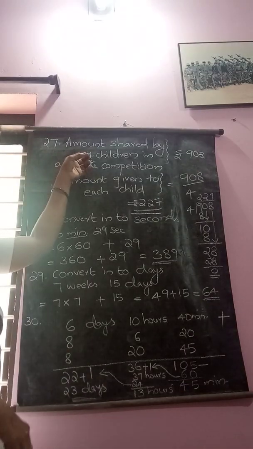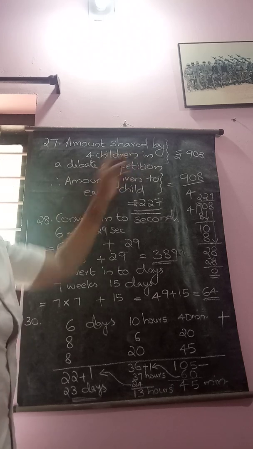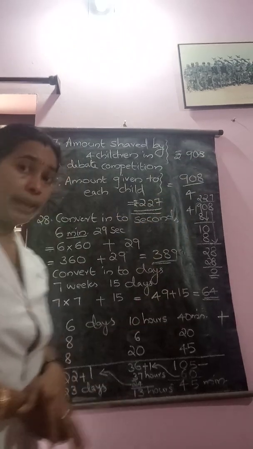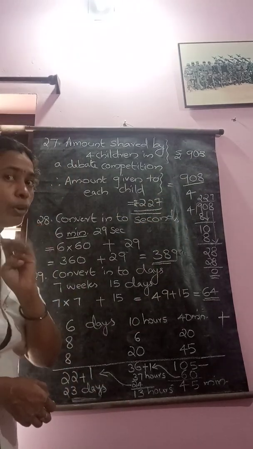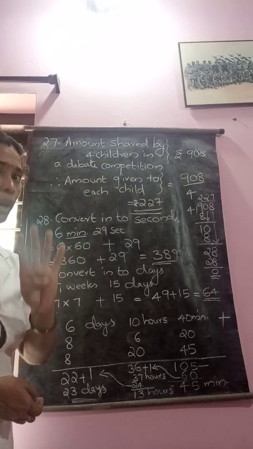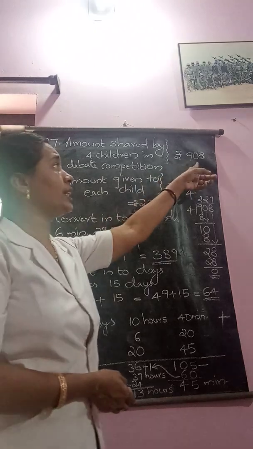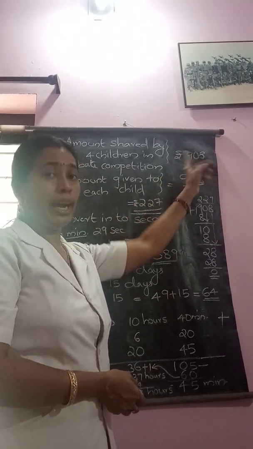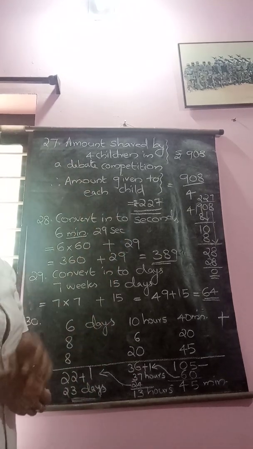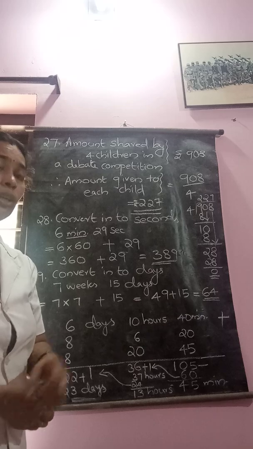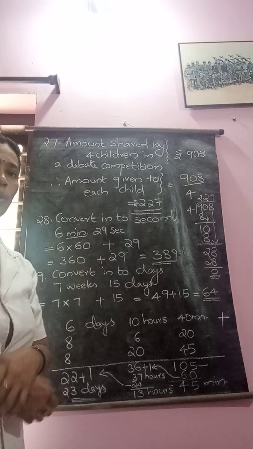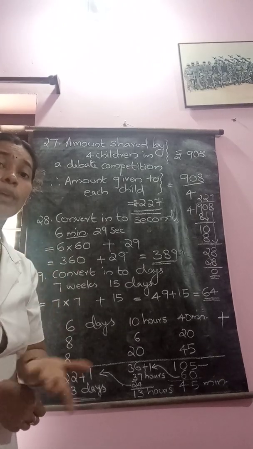Continuation. Amount shared by 4 children is given as rupees 908. For a debate competition, there are 4 winners. So the prize is equally shared among how many? 4. What is the total prize? Rupees 908. And it is given to how many of them? 4 children. So we have to find out the amount given to each child, or how much rupees one child got.